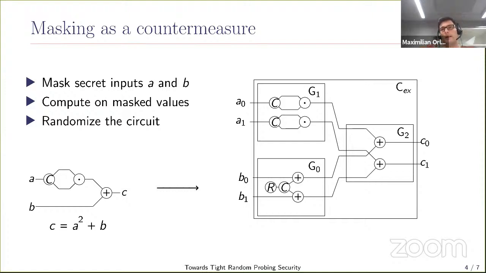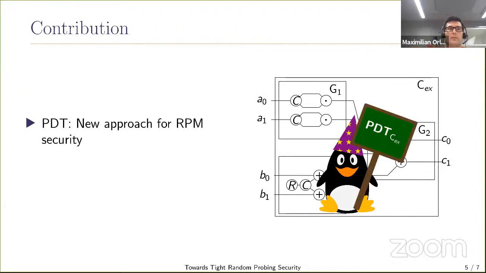In our work, we wanted to analyze the security of such circuits. In detail, we are interested in the probability that the leakage of the circuit is still independent of the secret, in our case, A and B. To do this, we introduce our new approach, the PDT, the probability distribution table. The PDT is a matrix that contains the probabilities that the leakage of the circuit depends on a certain amount of information of the secrets. For example, if we can simulate the leakage with only A0, it's still independent from A and B, since it is only a share of A and therefore independent from A.